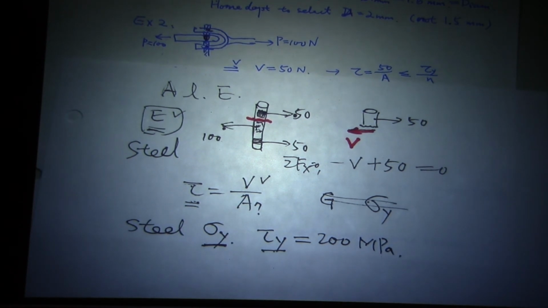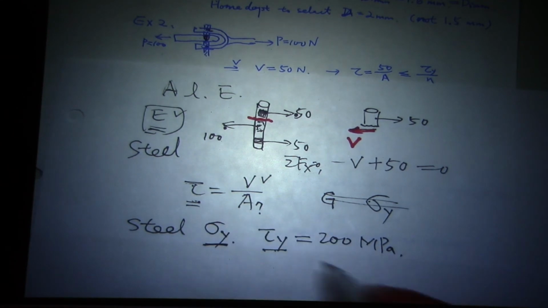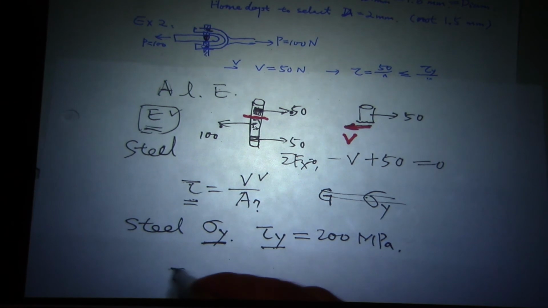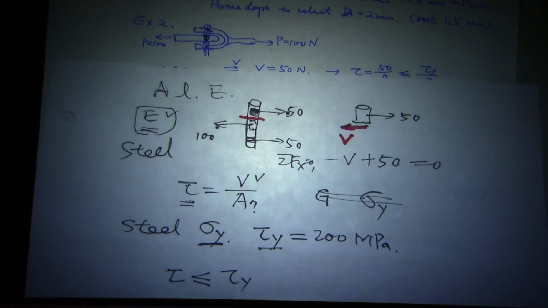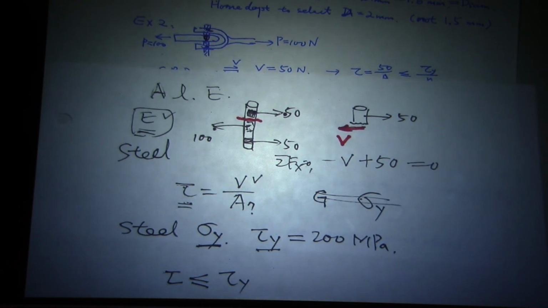Okay, let's say we found that from the menu, because I know I use this steel. Okay, now what's next? Now, basically, I can say I want the tau smaller than the tau y, right? That will be safe. By how many times? Or maybe we can go to the limit. So from here, I know I want V over A to be smaller or equal to this tau y equals 200 megapascal.